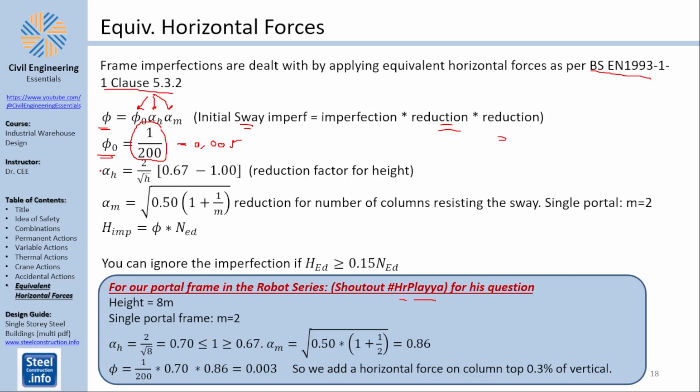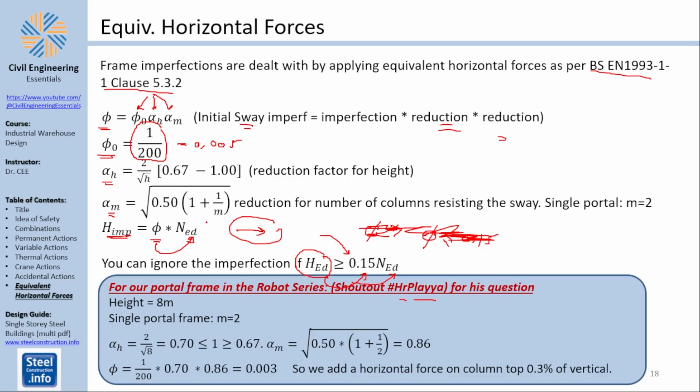And you need to find something called the reduction factor for the height and the reduction factor for the number of columns, and then say that the horizontal imperfection force equals your phi multiplied by the total axial force. And this will produce to you a horizontal force. You can ignore this imperfection if your real horizontal force from wind load, for example, is more than 15%. So you can basically ignore this sway if you have real loads of wind or snow or whatever that are more than 15% of your total axial load.